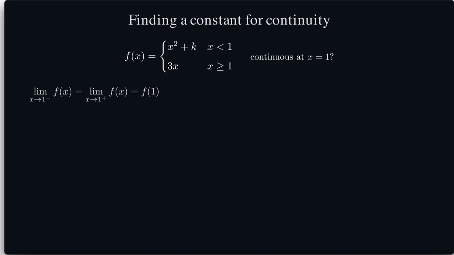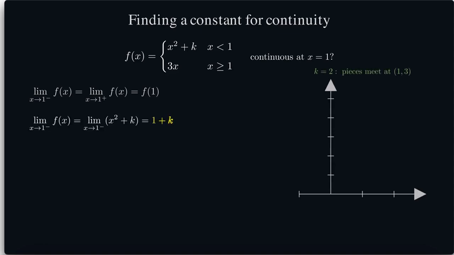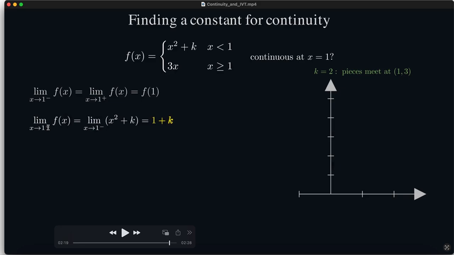So for this to work, we have to make sure the algebra works out. So if x approaches 1 from the left, if you're on the left side of 1, you're on the parabola. So if I'm approaching 1 from the left, I'm on the parabola, and this is a polynomial, so it's continuous. So you can plug in 1 for x, and you get 1 plus k. So the limit from the left is 1 plus k.